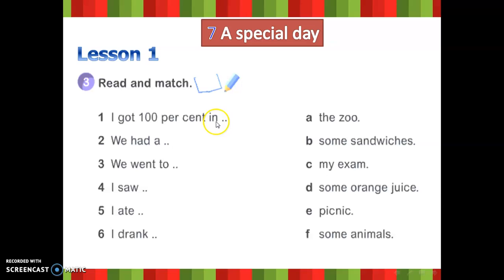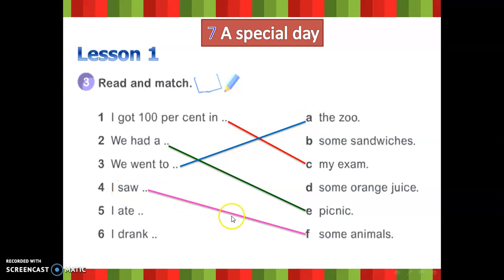I got 100%. Where? In my exam. Read the correct sentence. My exam. We had a what? A picnic. We went to the zoo. I saw some animals. I ate what? Some sandwiches. I drank some orange juice. Some orange juice.